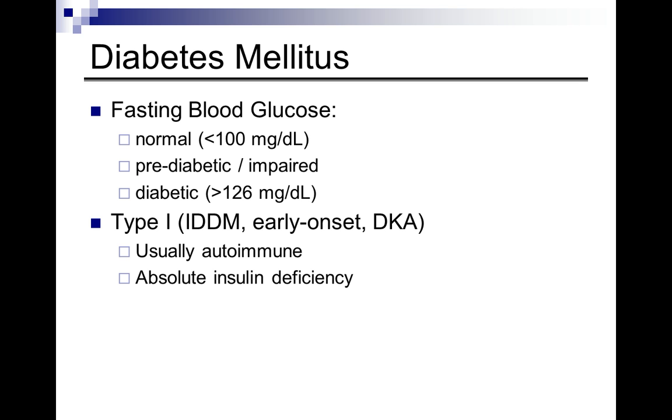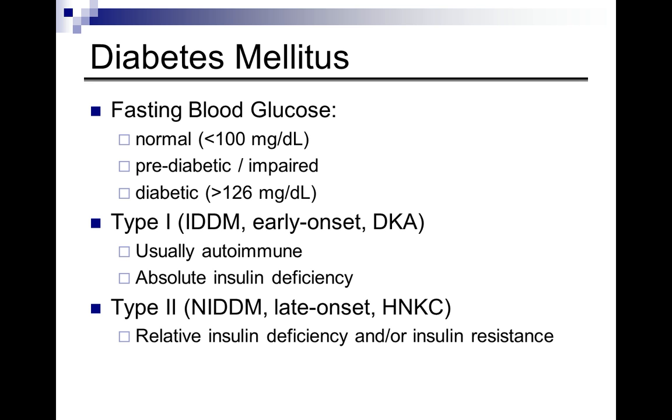Diabetes is broken down into type 1 and type 2. Type 1 is always insulin-dependent diabetes, previously known as juvenile or early onset diabetes, and is associated with diabetic ketoacidosis. The mechanism is believed to be autoimmune, and it's an absolute insulin deficiency where pancreatic beta cells no longer produce any insulin due to, we believe, an autoimmune attack on those cells.